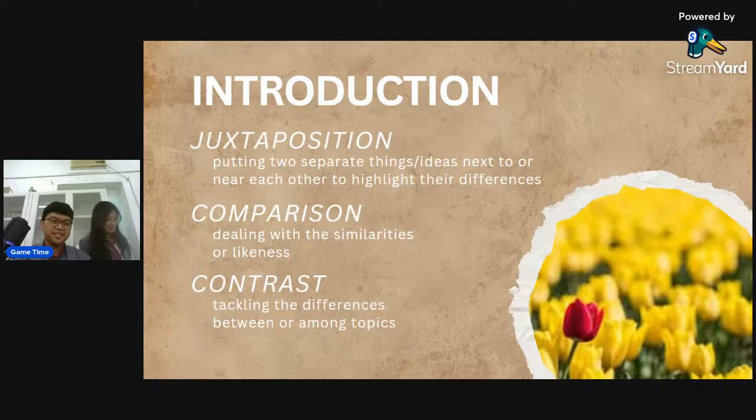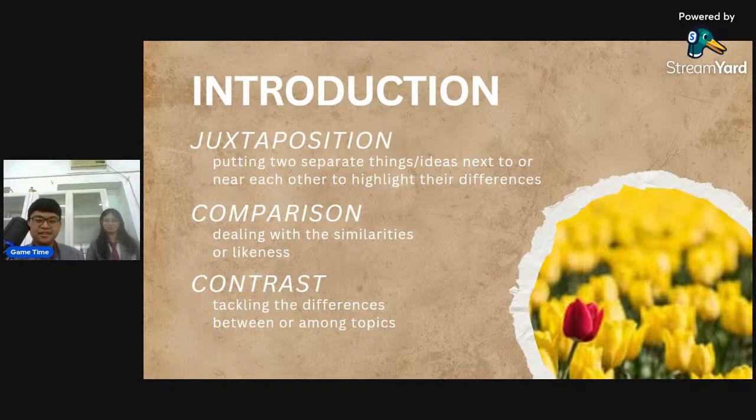Okay, so first of all, juxtaposition or juxtaposing is putting two separate things or ideas next to or near each other to highlight differences. And if we were to put that in a visual explanation, just look at the picture. Notice how there's a vast amount of yellow colored flowers, I don't know if those are roses, and then there is a red one sticking out, and that highlights their differences. And we will see more of this in later lessons on how juxtaposing works.